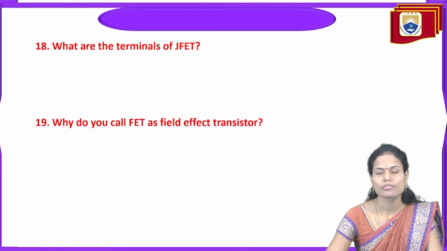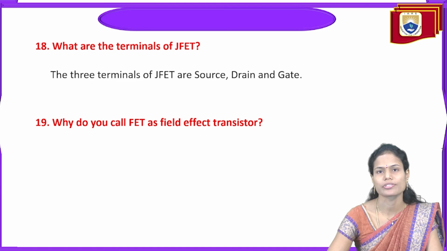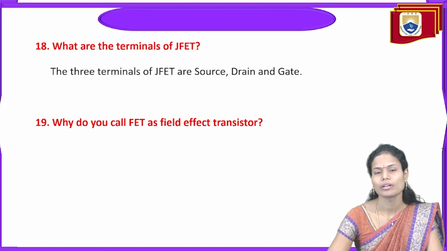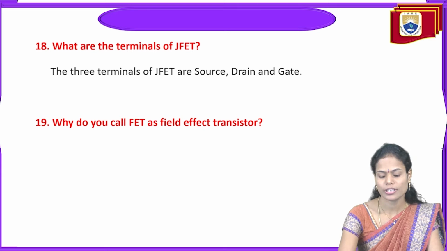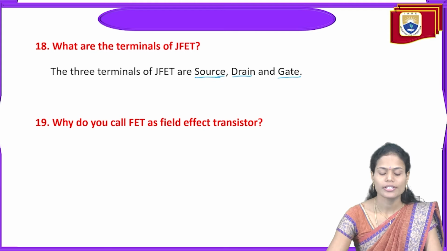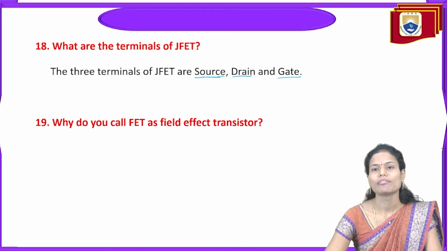And what are the terminals of a junction field effect transistor? For any junction field effect transistor, whether depletion type, P channel or N channel, the terminals are source, to enter the charge carriers into the channel, and drain, to leave the charge carriers from the channel. And gate is used to control the charge carriers between the source and drain terminals.